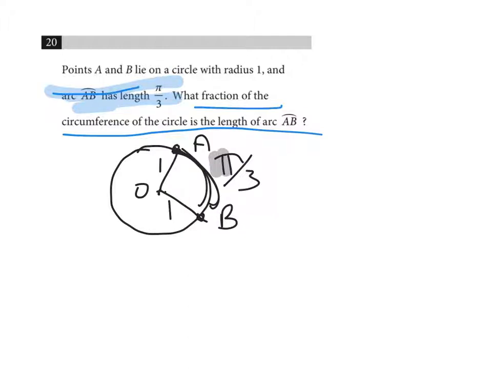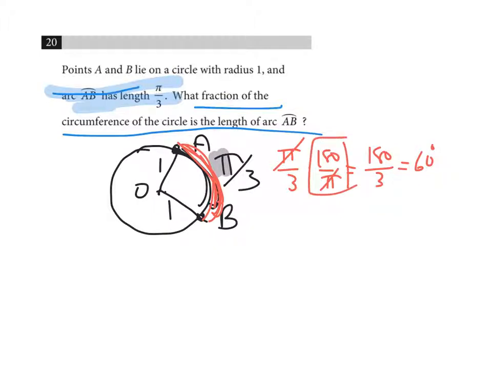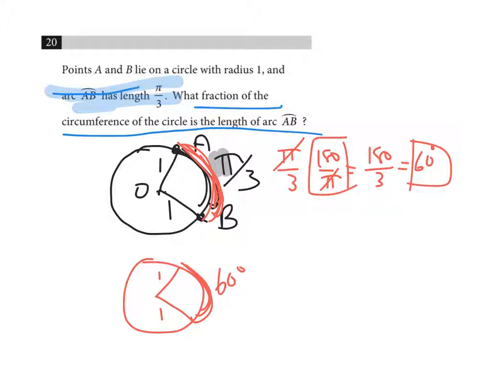Well, here they tell you the length of this arc is pi over 3 radians, and if I want to multiply that by 180 over pi to turn that into degrees, a lot of times students find these questions easier to deal with degrees. So here, pi over 3 radians times 180 over pi, that's how you convert radians into degrees, here is equal to 60 degrees. So I have a circle whose radii are 1, they intercept an arc of 60 degrees. They want to know what fraction of the circumference is the length of the arc.